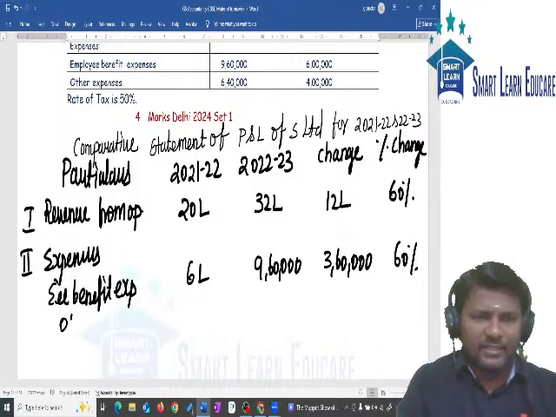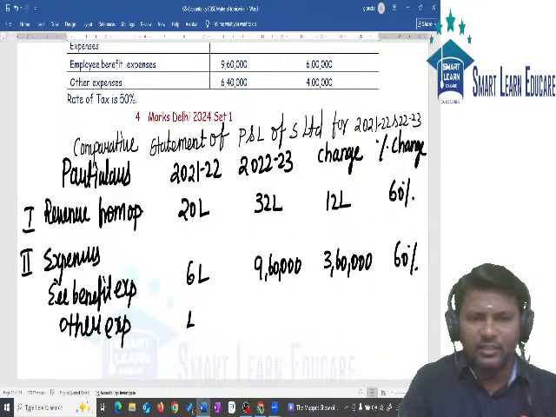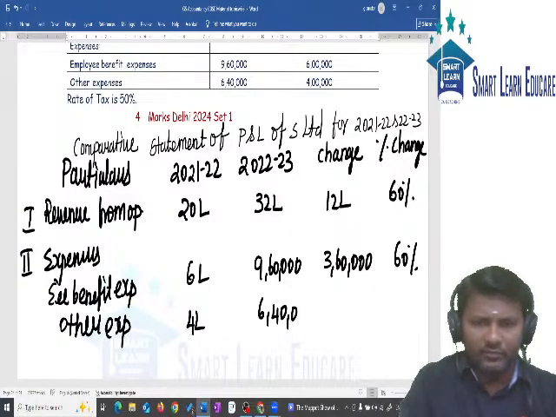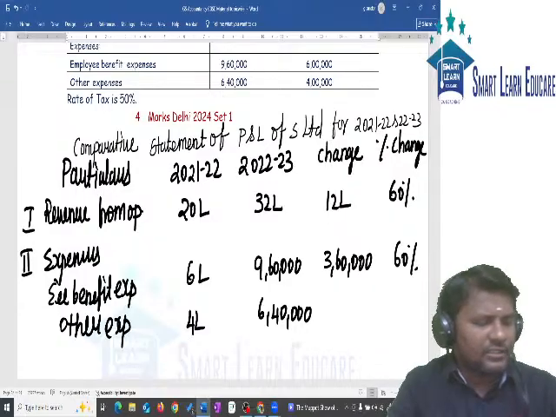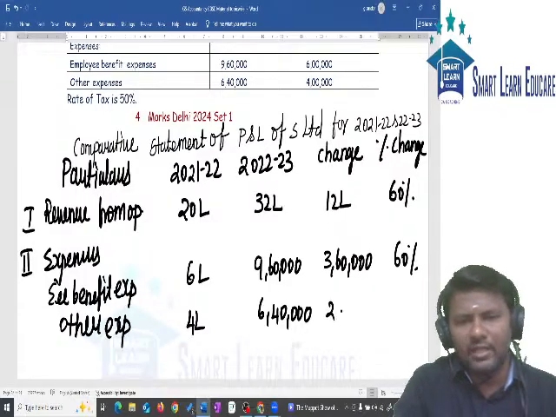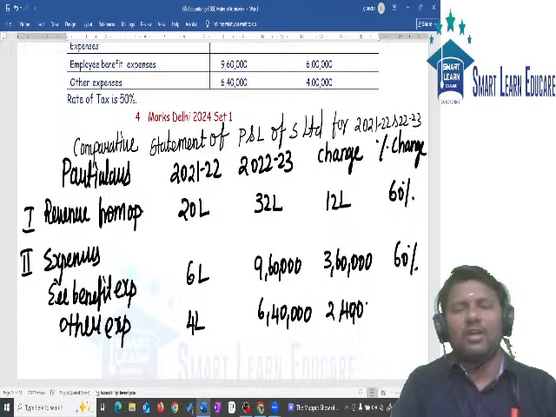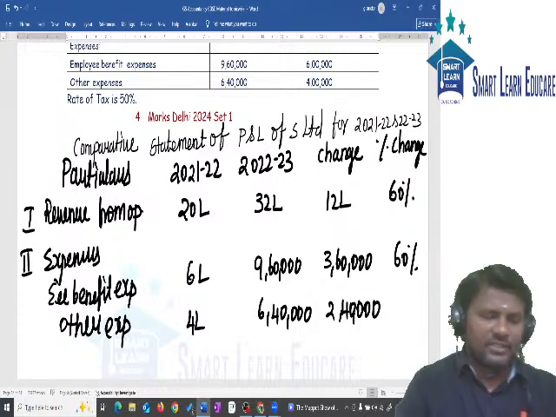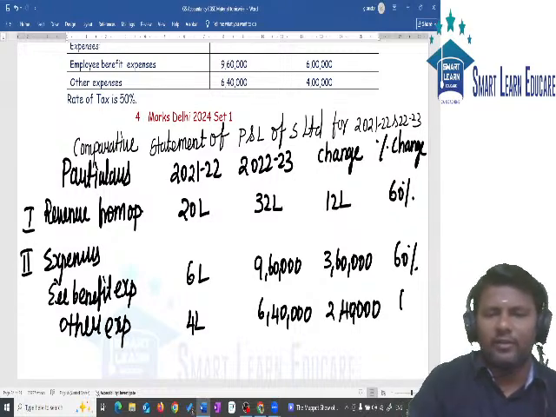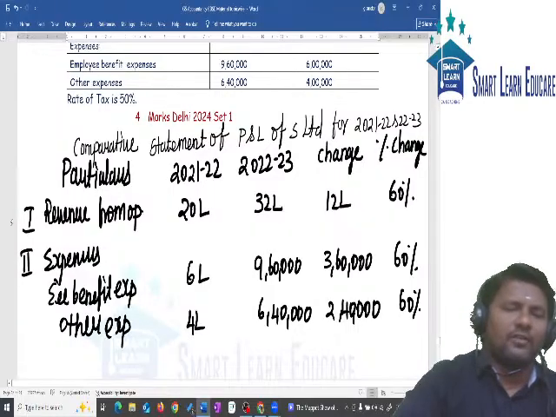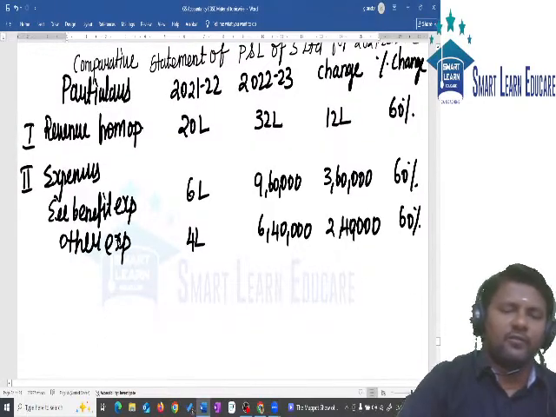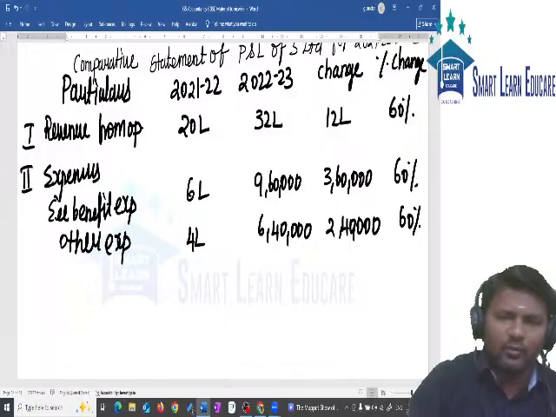Next, other expense we have. What is the other expense? Last year it is 4 lakh. This year it is 6 lakh 40,000. Again the change is how much? 2 lakh 40,000. 2 lakh 40 you express in terms of percentage. 2 lakh 40 divided by 4 lakh will give you a percentage of 60%.